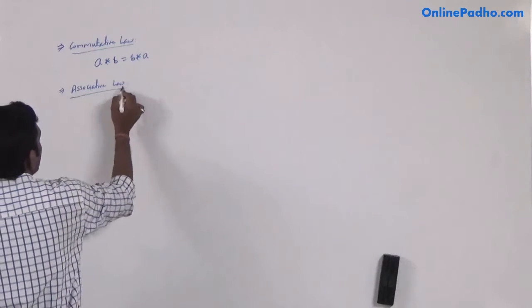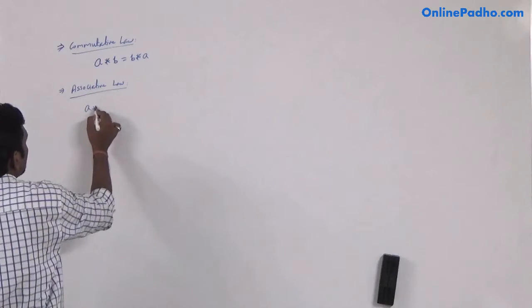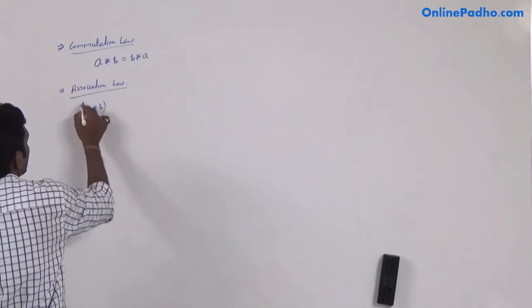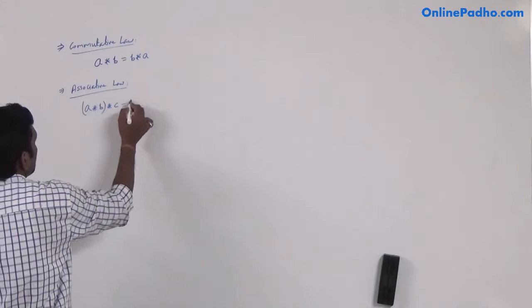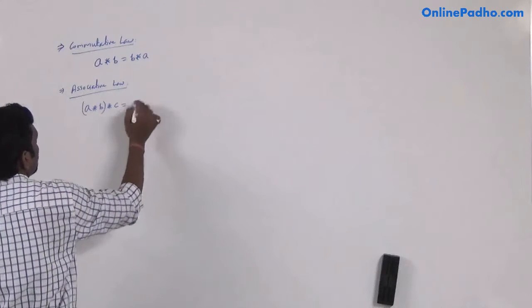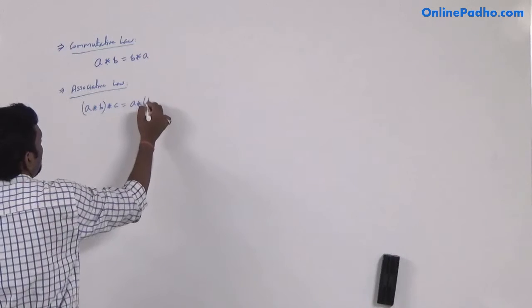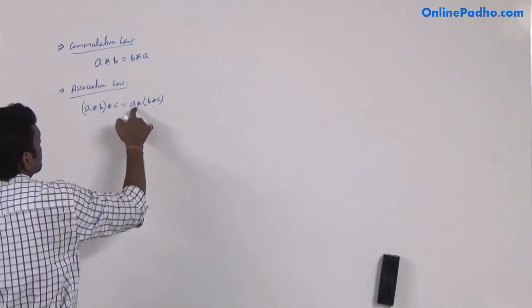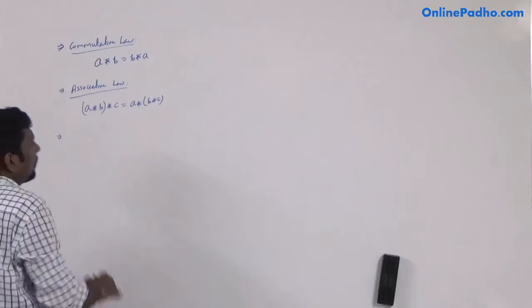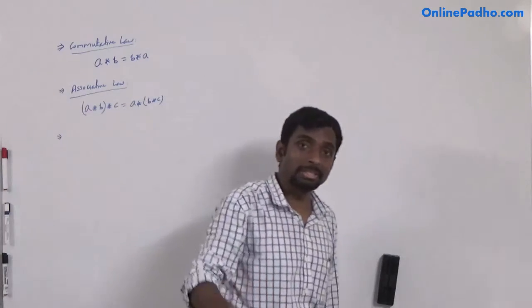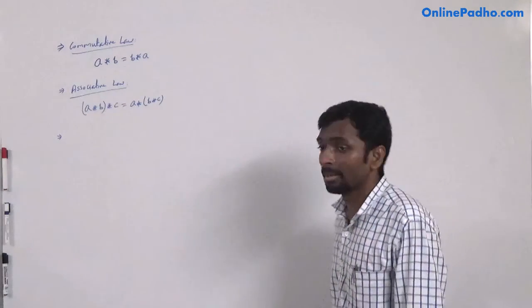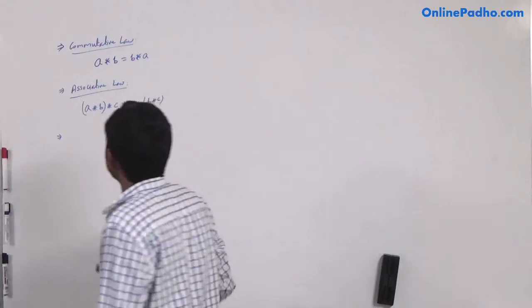This is also called associativity. A star B star C is equal to A star B star C. This is called associative law. (A star B) whole star C is equal to A star (B star C). This is called associative law.